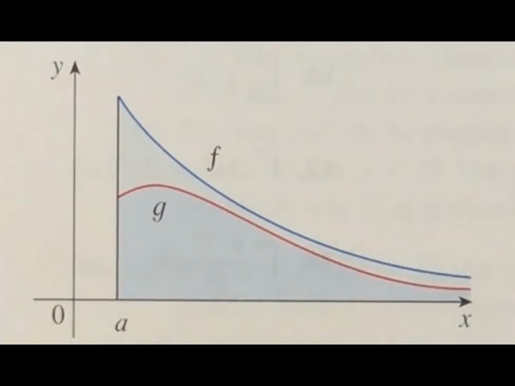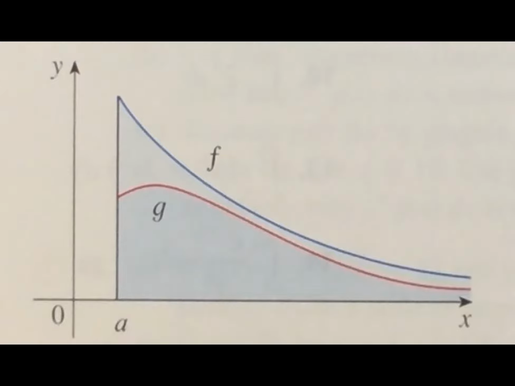So F starts at some value at A, so it's bounded on the left-hand side. And it's going down, going down, going down to an asymptote on the x-axis. G does the same thing, right? It goes up and then down, and it also has an asymptote on the x-axis.